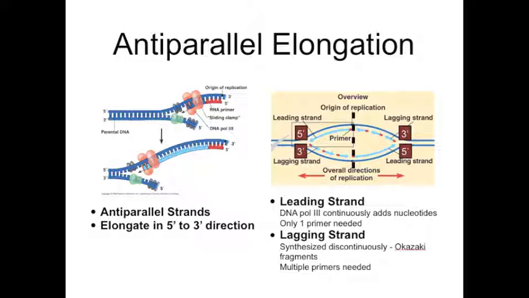To synthesize the other strand in the 5' to 3' directionality, it must elongate away from the replication fork. This particular strand is called the lagging strand, and it adds nucleotides discontinuously, creating a series of segments called Okazaki fragments. Because the lagging strand grows discontinuously, multiple primers are needed.